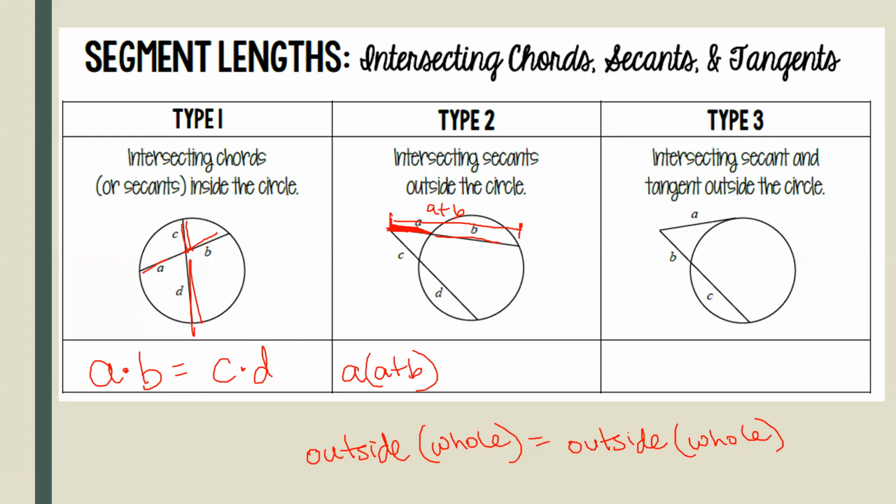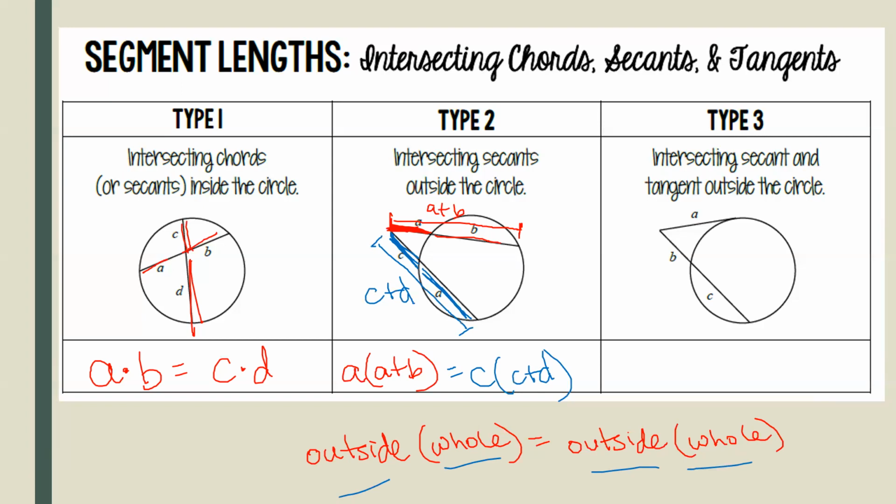With our other segment, let's change colors. The piece on the outside is C, and the length of the whole thing is from here to here, which would be C plus D. So we're going to multiply that times C plus D. So if you can remember outside times whole equals outside times whole, then you already know the relationship for the type 3.